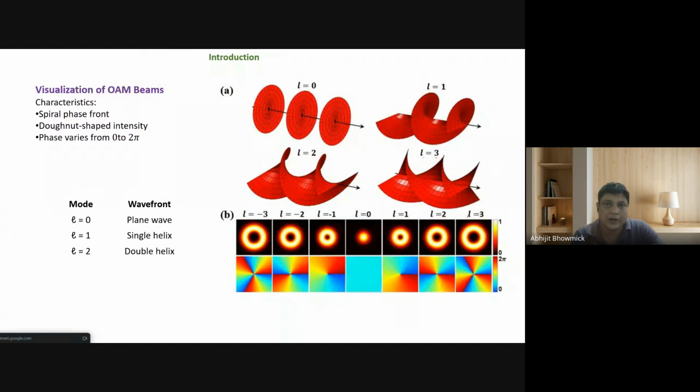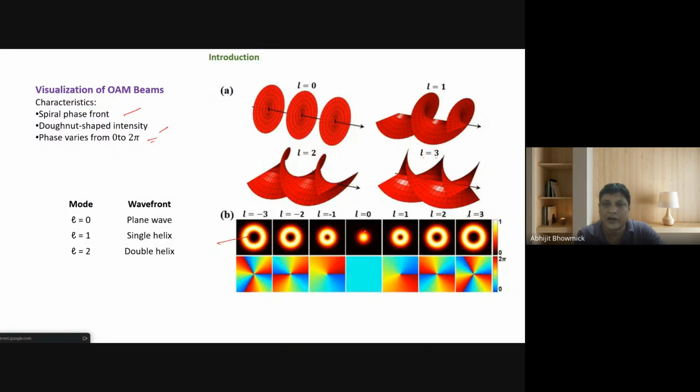Now, for better visualization purposes, I have taken this slide. One is the spiral phase, that donut shape. This type of shape is called a donut shape, and the phase varies from 0 to 2 pi. So L is equal to 0, that I already showed you. L is equal to 1, L is equal to 2.